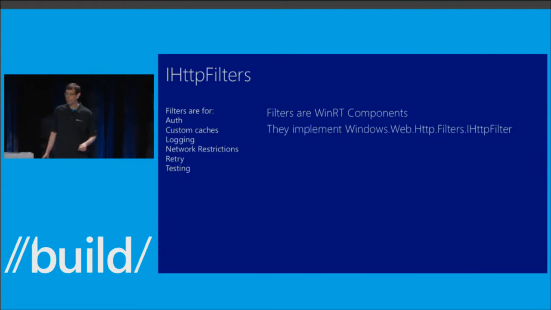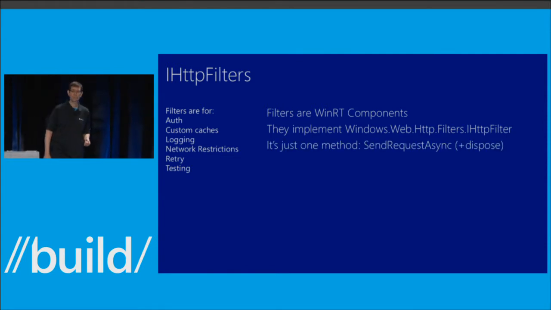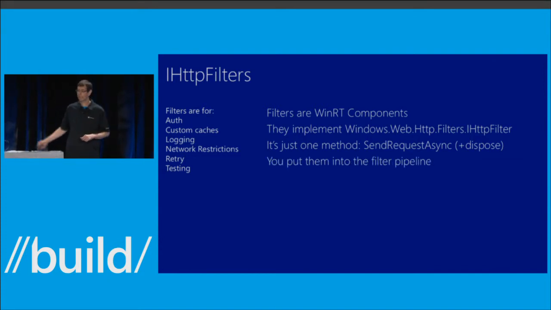And in order to make one, all you got to do is implement the Windows Web HTTP filters IHttpFilter interface, which sounds like a lot, but really, it's just one method, send request async. You get a request in, you got to return a response later on, asynchronously, of course. And usually the way you do it is you have an inner filter set of things going down in a pipeline. Plus, you got to do a dispose, of course.